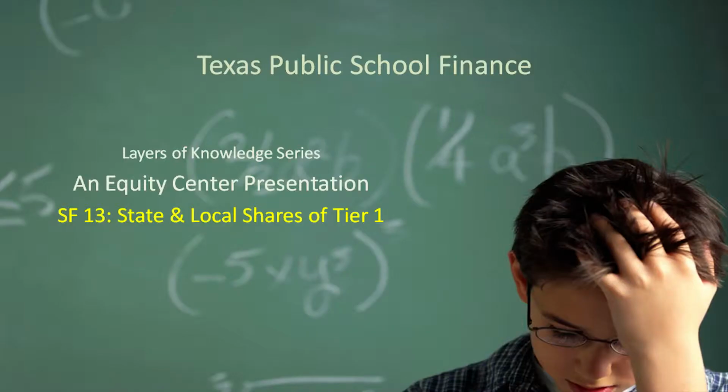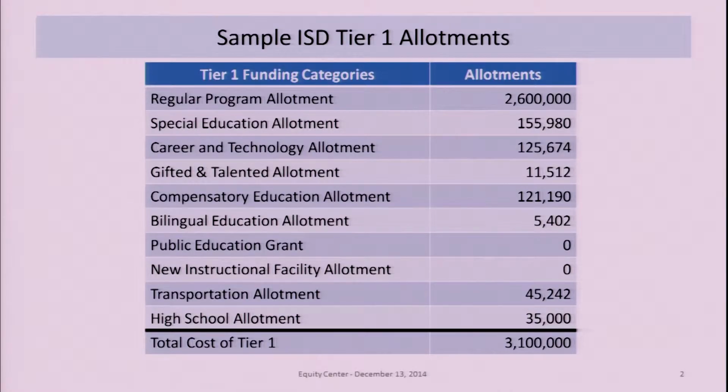Okay, now that we have finished calculating all of our allotments for Tier 1, we've got to get to how do you pay for them? Where does the money come from? What is the source? And you get to state and local share. So we're going to start, this is just Sample ISD, and if you add up these allotments over here for a regular program on down, it comes to a total cost of Tier 1 of $3,100,000 for this particular illustration.